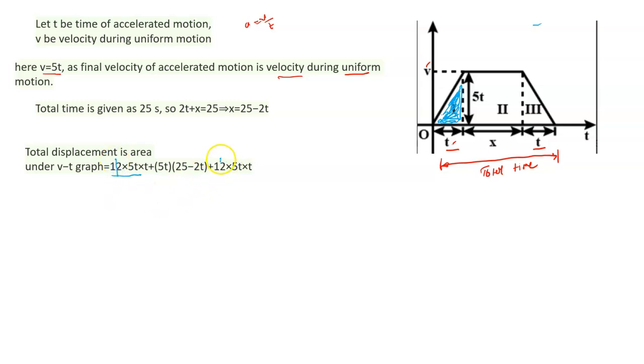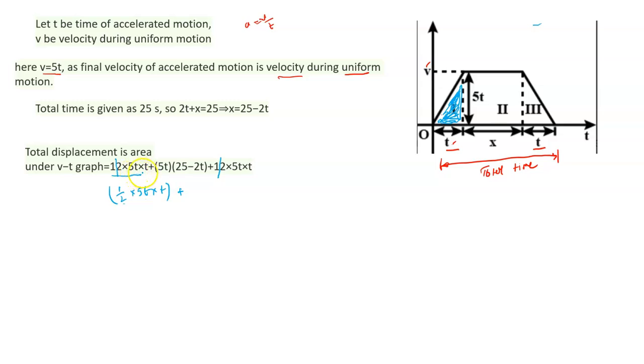1 half, it is 1 by 2. Here also it is 1 by 2. So it will be 1 half into 5t into t. So 1 by 2 into 5t into t. That is the area of a triangle, 1 half base into height. So total plus 5t, that will be the rectangle now.